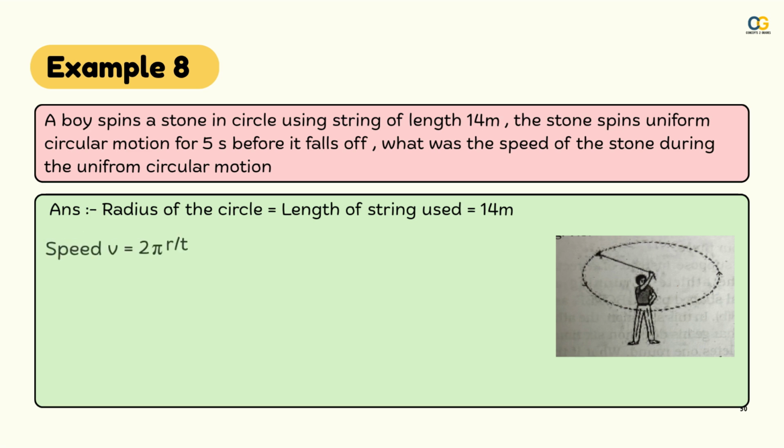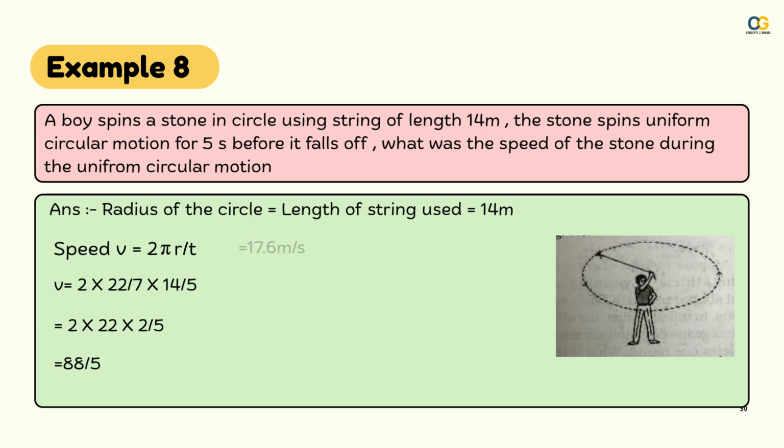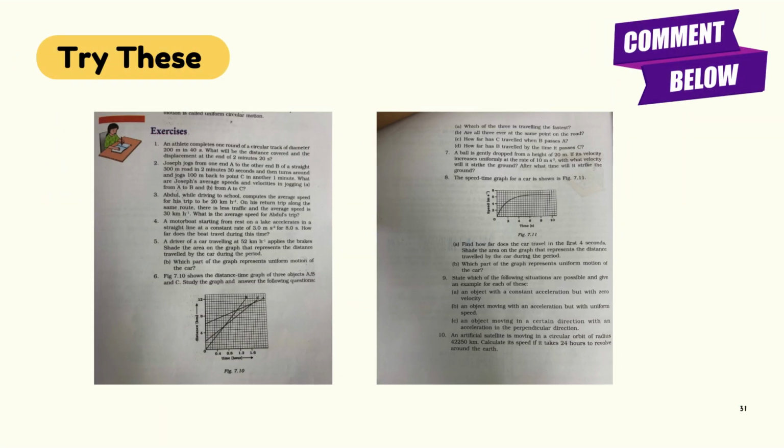So the speed will be 2 pi r by t, which is equal to 2 into 22 by 7 into 14 divided by 5 seconds. Which is equal to 88 meters per second by 5, which is equal to 17.6 meters per second. This is how you solve questions related to uniform circular motion.